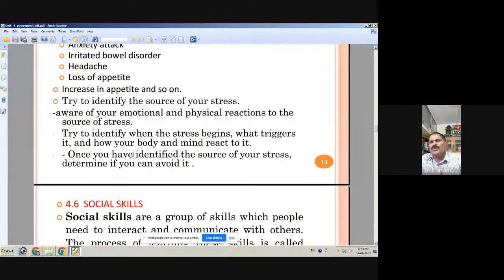We know that we are having this stress. So first we must recognize our emotional and physical reactions and all the sources of this stress. After identifying the sources of the stress, automatically we must find out the ways and means by which we can react with our body and mind. Once you have identified the source of our stress, then automatically it will be minimized and we can avoid it.